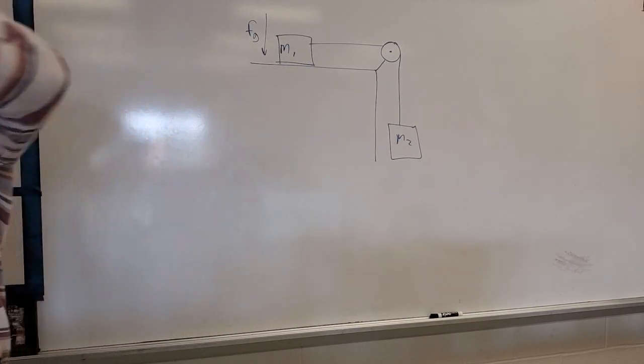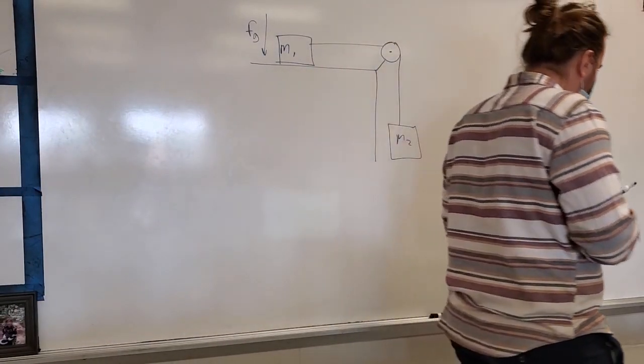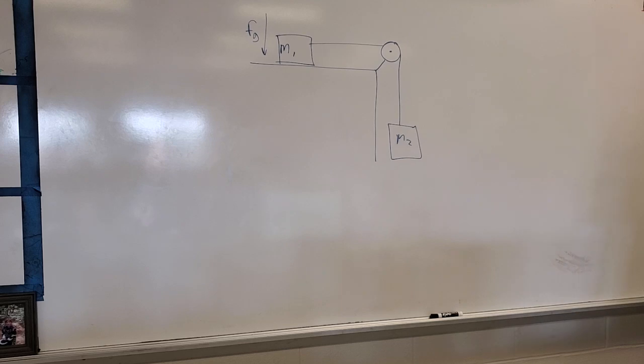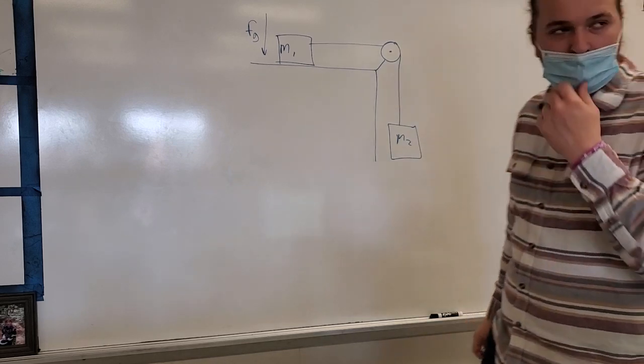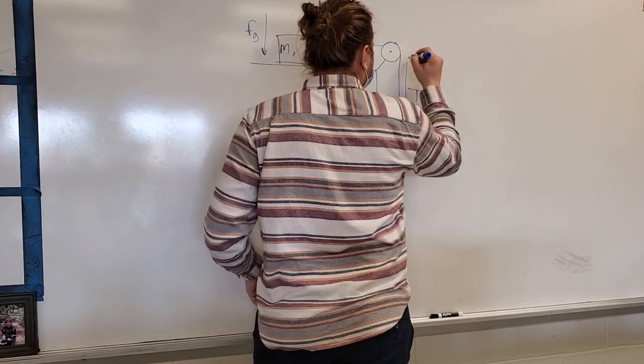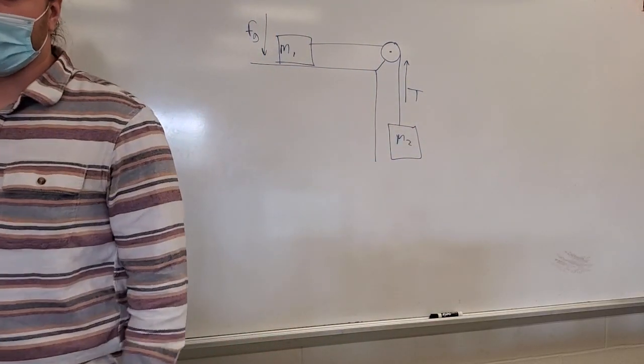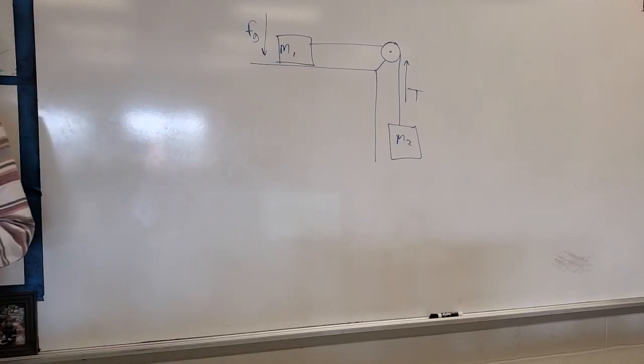I'm just going to keep on going around the room until we label everything. All right, Kaylin, some other force. Tension, yes. For which block? We'll go M2, going up. Tension pointing towards the pulley, always pointing towards the pulley. Very good. All right, now Greg, something else.